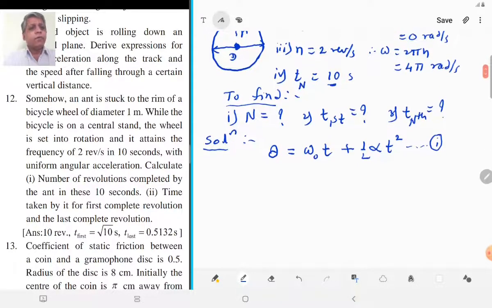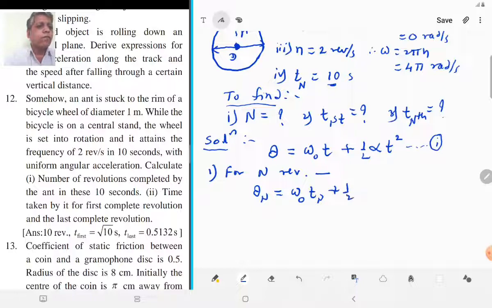If n is the number of turns performed by the time Tn, then the equation for n revolutions becomes theta n is equal to omega 0 into Tn plus half alpha into Tn square.